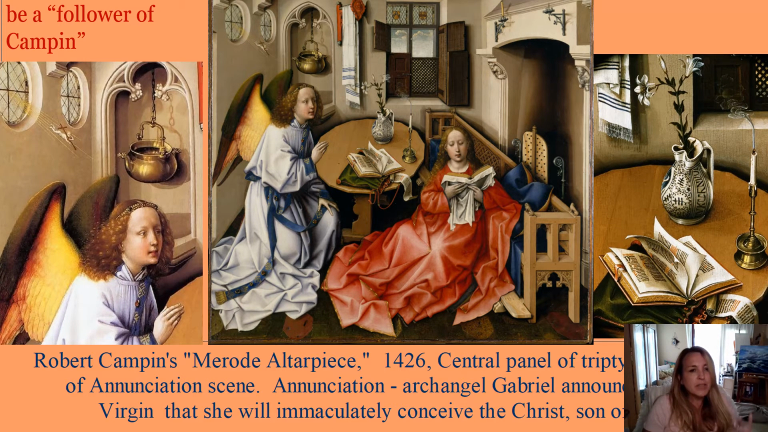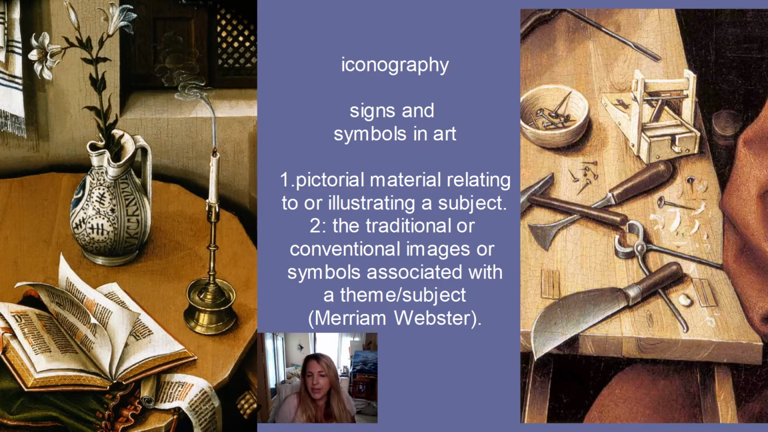So here's some details so you can see it up close and see what I'm talking about. And so 1426, and this is by Robert Campin, also sometimes called the Master of Flémalle. Iconography, signs and symbols in art.